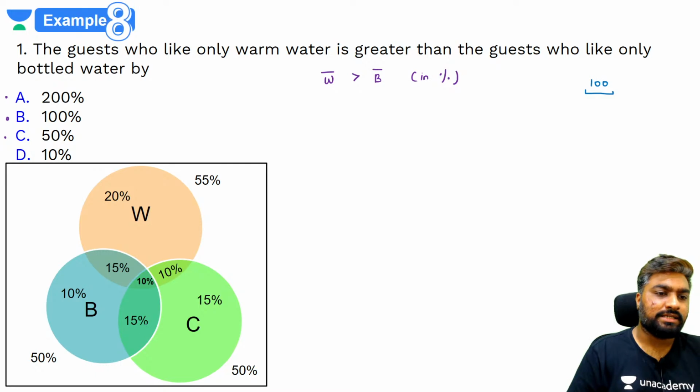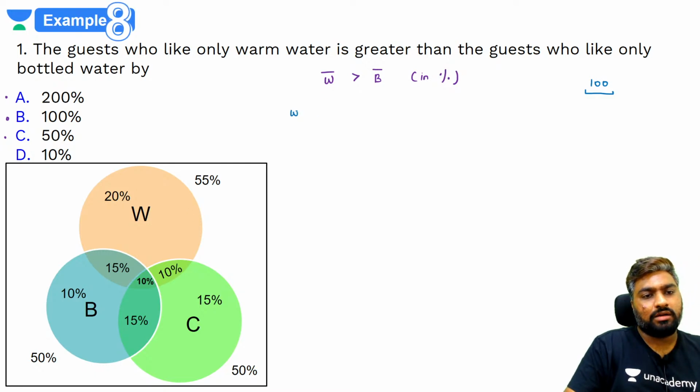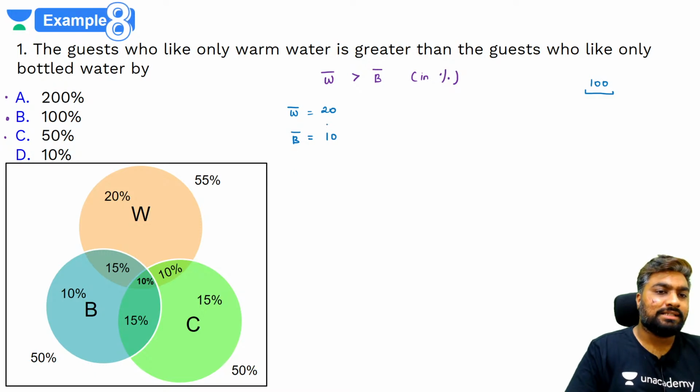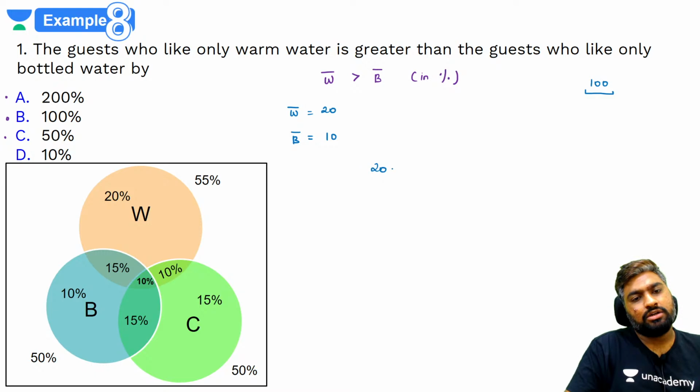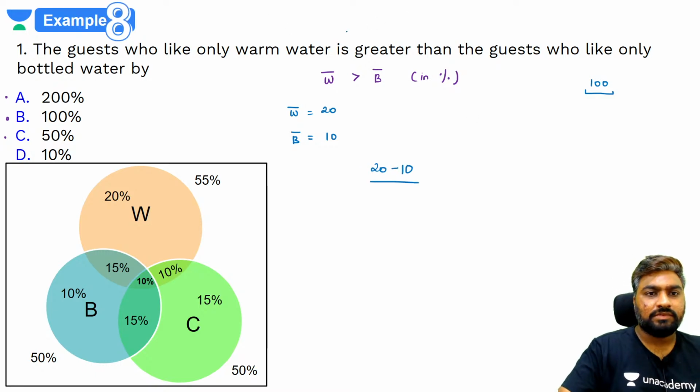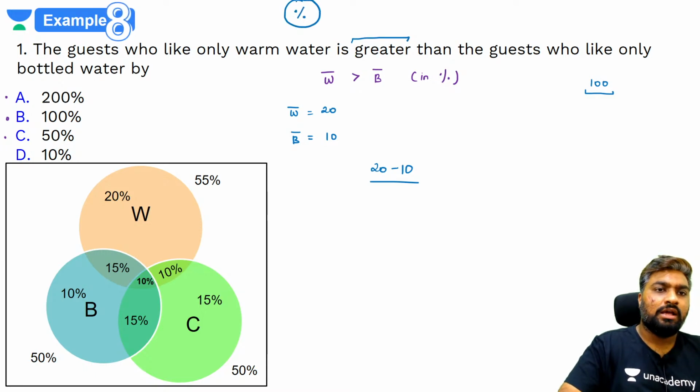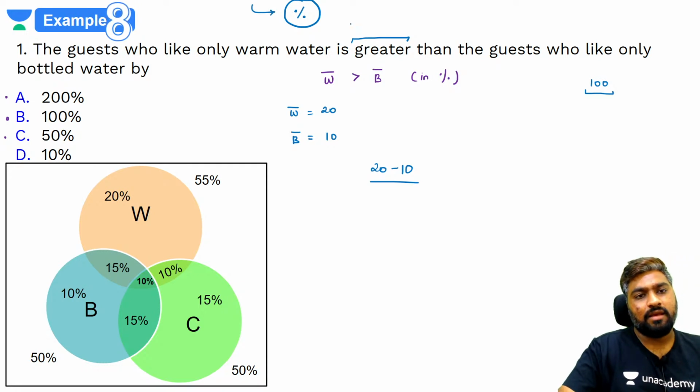So we need not consider percentage anymore. People who want only warm water are how many? 20 guests. People who want only bottled water are how many? 10 guests. They're asking how much is 20 exceeding 10. That is 20 minus 10. Whenever you have greater than, you would have learned this in percentage. If you are confused, guys, go refresh the percentages concept. Whenever they want us to compare one as greater than the other, then the smaller value will be in the denominator. Greater means difference by smaller value into 100.